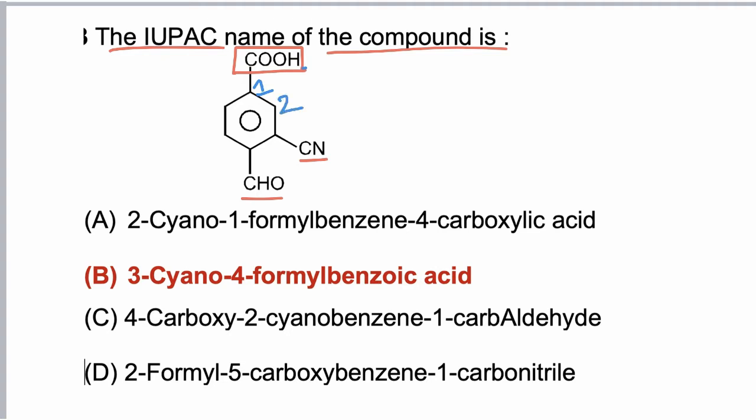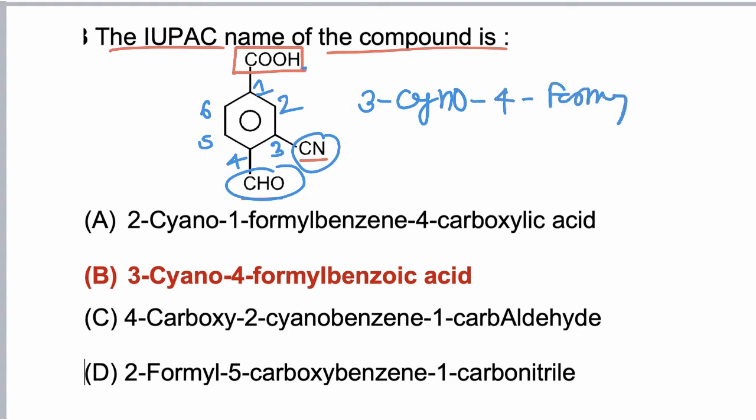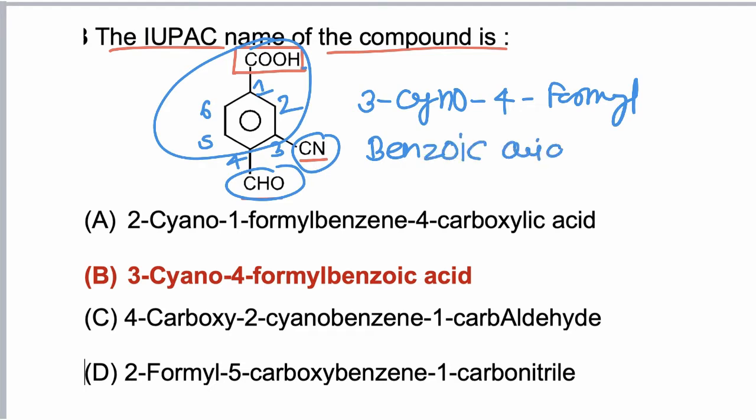Now we have to move, and the third carbon is given to that carbon from which CN is attached. This is done according to the lowest set of locants rule. Now at the third position cyano is attached, at the fourth position formyl is attached, and the names of substituents are written first. So 3 cyano, 4 formyl. Now this molecule is benzoic acid, so 3-cyano-4-formyl benzoic acid, and hence the correct answer is B.